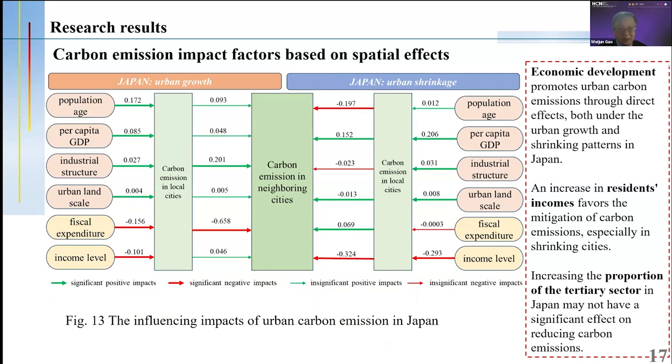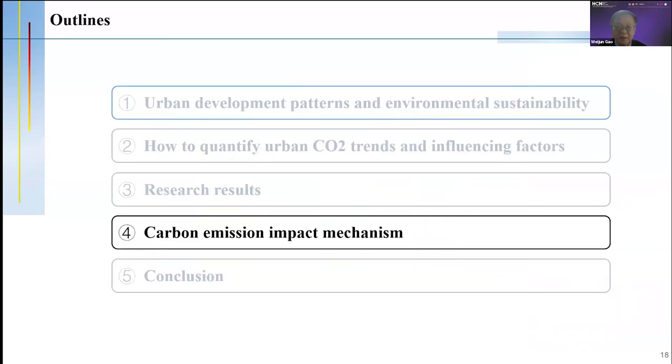And for Japan, also economic development promotes urban carbon emission, in both urban growth and shrinkage in Japan. But an increase in resident income favors the mitigation of carbon emission, especially in shrinking cities at a high level. And an increase in the proportion of the tertiary sector in Japan may not have a significant effect on reducing carbon emission.